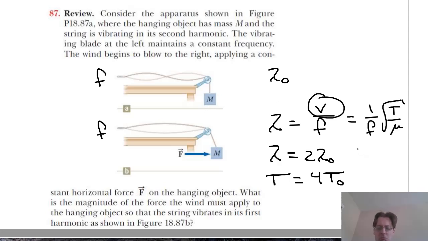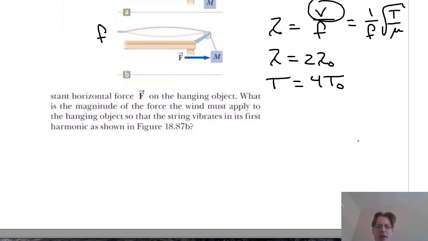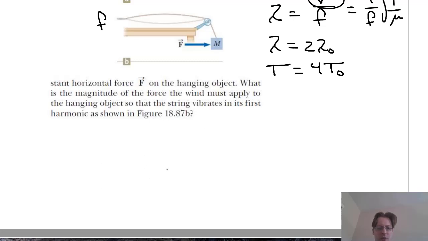Okay, so now it's a mechanics problem, a force diagram type problem. Let's draw the force diagram for the block in the second situation. We've got 3 forces that act on the block. There's the weight of the block, which is just equal to the original tension. There's the wind pushing to the right, F. And those 2 forces are being balanced by the new tension in the string, T, which is equal to 4 times the original tension.